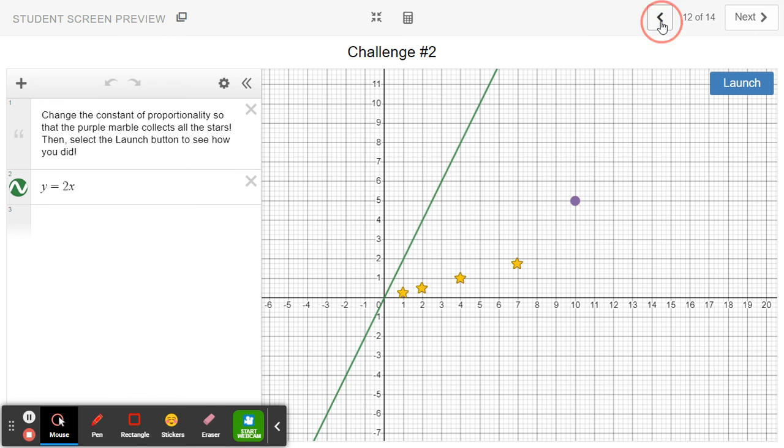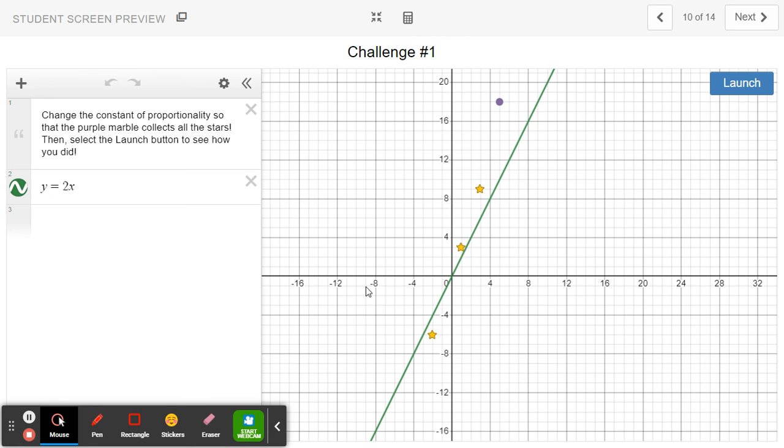So now let's take a look here at challenge 1. The challenge is to change the COP, the constant of proportionality, so that the purple marble collects all the stars. Then select the launch button to see how you did. Basically, the only thing that's going to change here is the number, because y is equal to the COP times the x value. Right now it's at 2, and it's not quite high enough, because we want this green line to go through the purple marble and the stars.